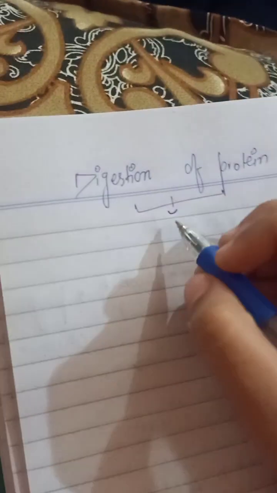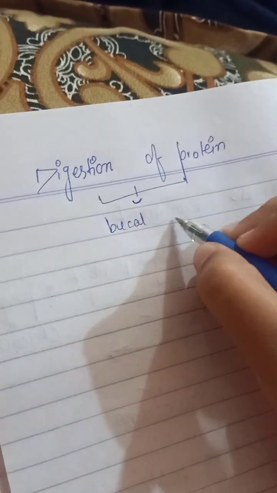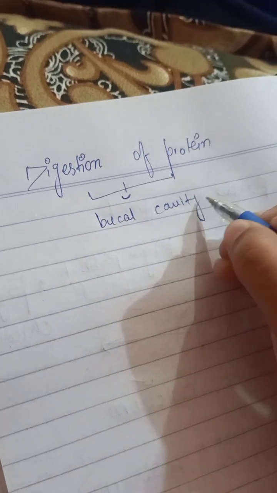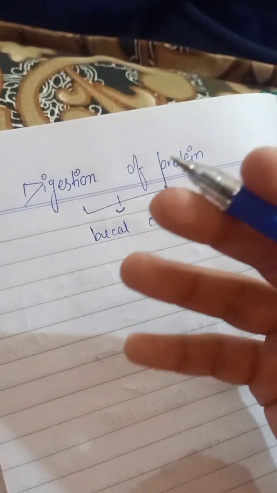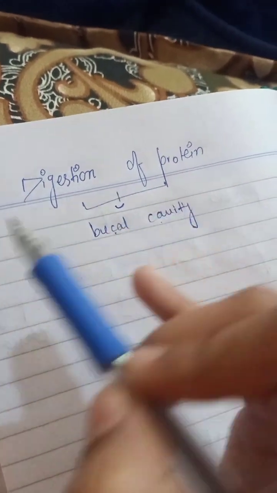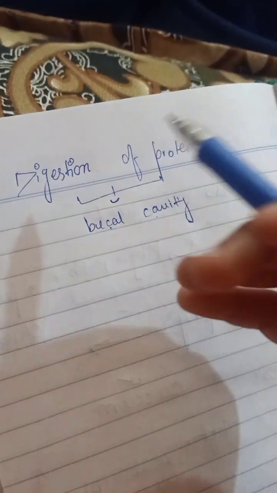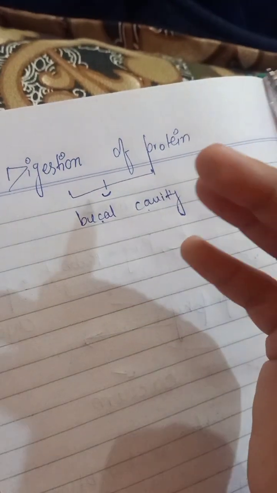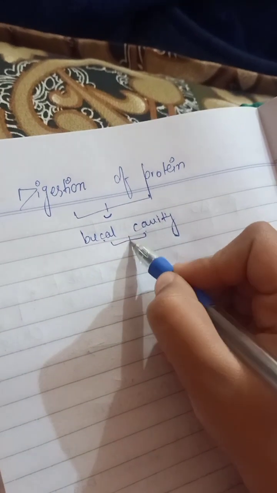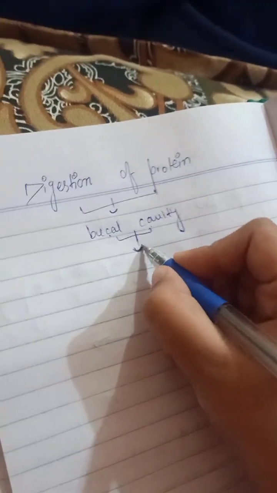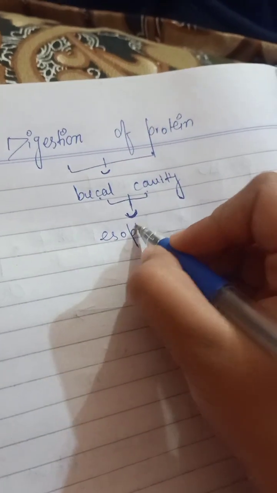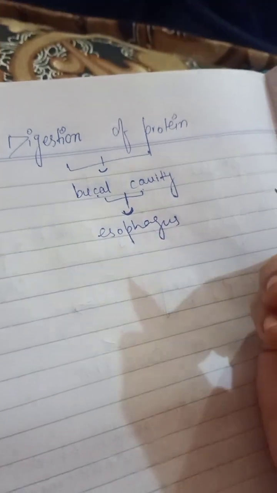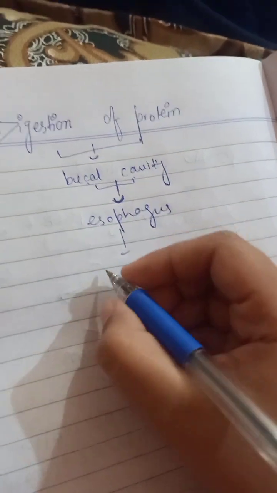Okay, so after that, in the buccal cavity, the digestion of protein will not occur because in the buccal cavity we do not have an appropriate proteolytic enzyme. So that's why in the buccal cavity the protein will not get digested. Okay, so in the form of bolus, from the buccal cavity the food will move into the esophagus, and with the help of peristalsis it will move into the stomach.